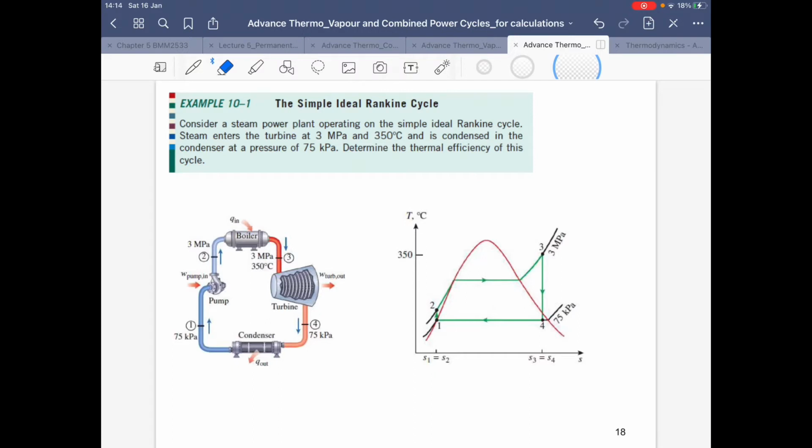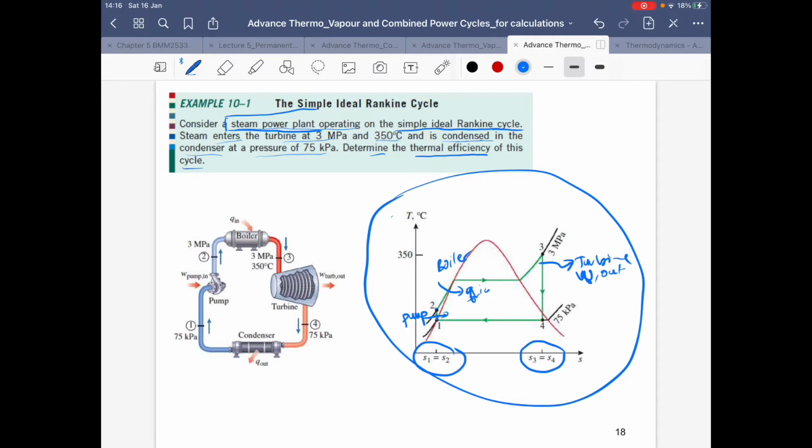So first, we want to do example 10.1, which is the simple ideal Rankine cycle. It says that we have to consider a steam power plant operating on the simple ideal Rankine cycle. Steam enters the turbine at 3 megapascal and 350 degrees Celsius, and it condenses in the condenser at the pressure of 75 kilopascal. So they want us to determine the thermal efficiency of the cycle. It is simple ideal Rankine cycle. So this is simple Rankine cycle.